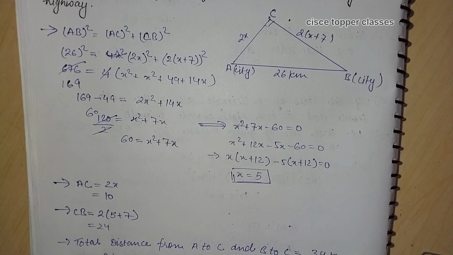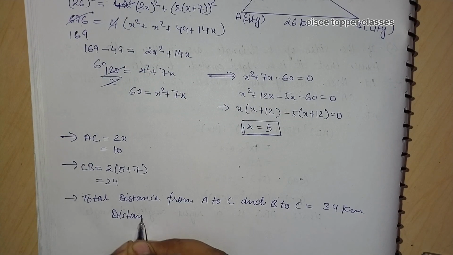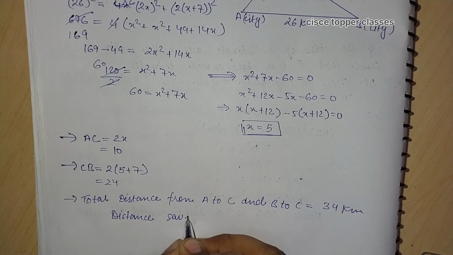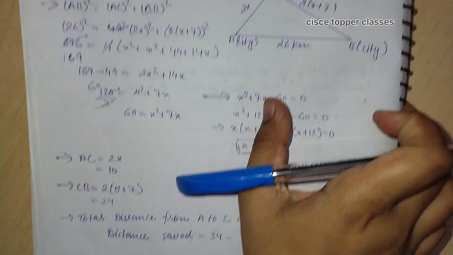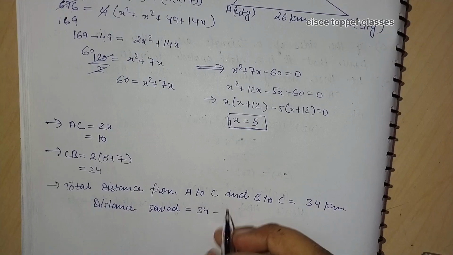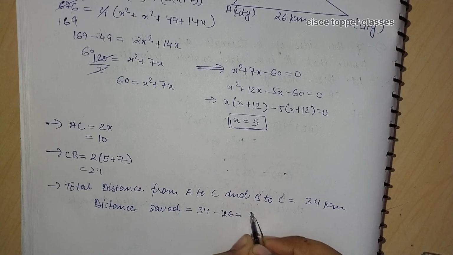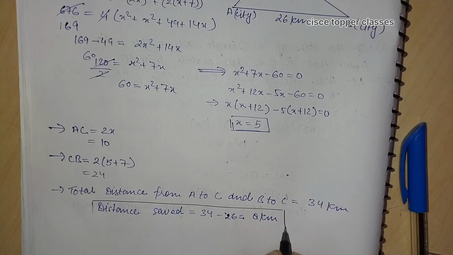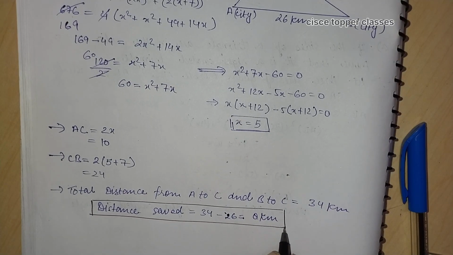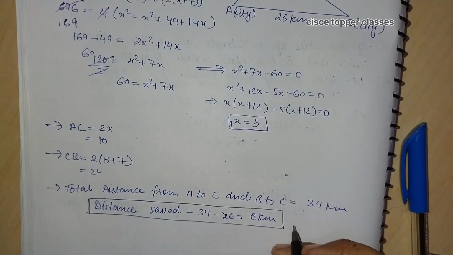Now we can find the distance saved from here. Distance saved is equal to 34 minus 26, the main highway which is built here. So 34 minus 26 will be 8 kilometer. So this is the final answer which we have to find in this question, the distance saved by the construction of the highway.